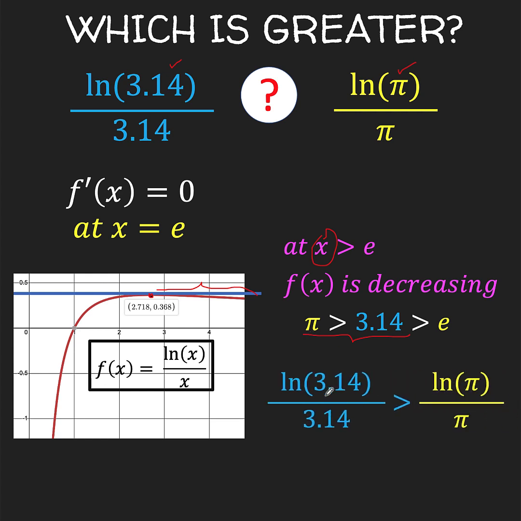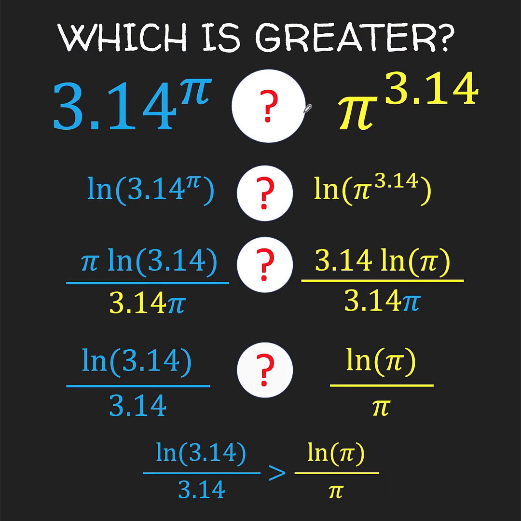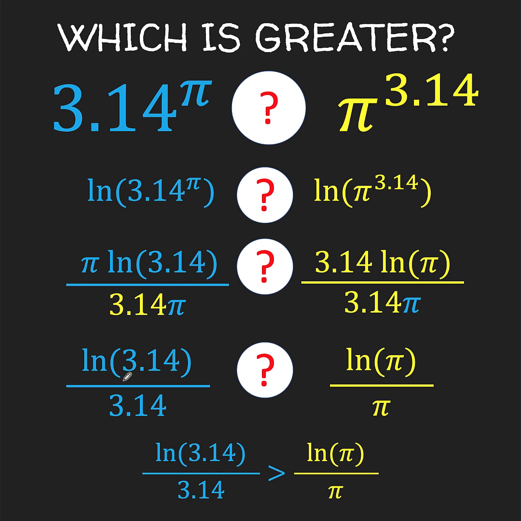And so we now have this inequality. ln of 3.14 over 3.14 must be greater than ln of pi over pi. That is because the function is decreasing. The lower is the input, the higher is the value of the function. And so from here, going back to our previous computations, this last part is obviously this last part of our previous computation. And so this question mark here at the bottom should be greater than.